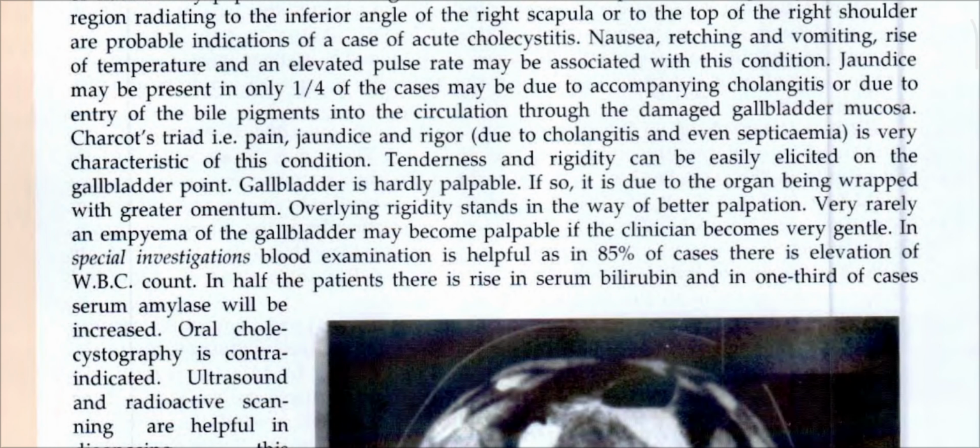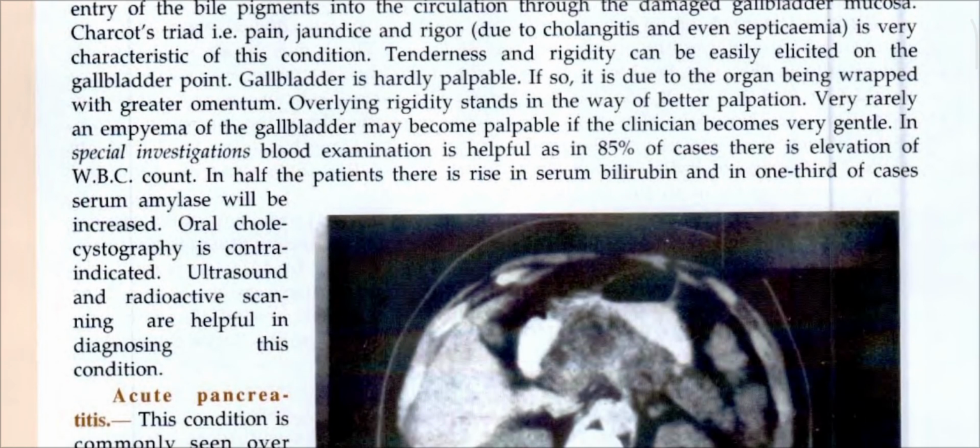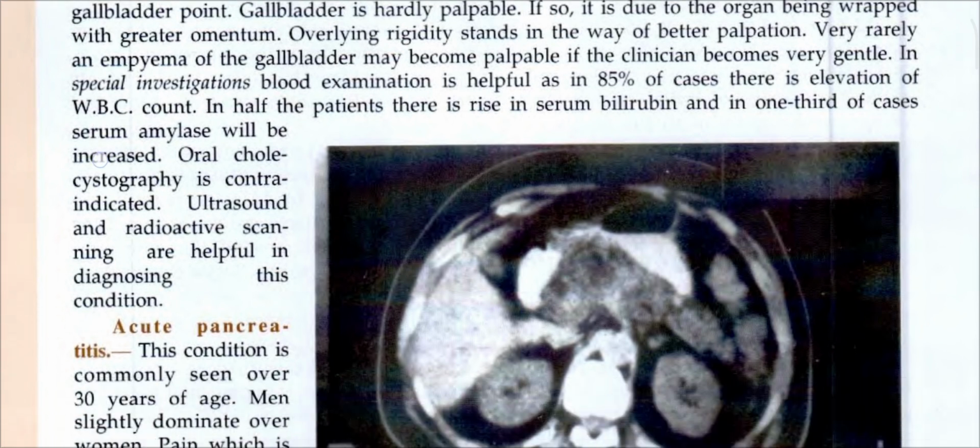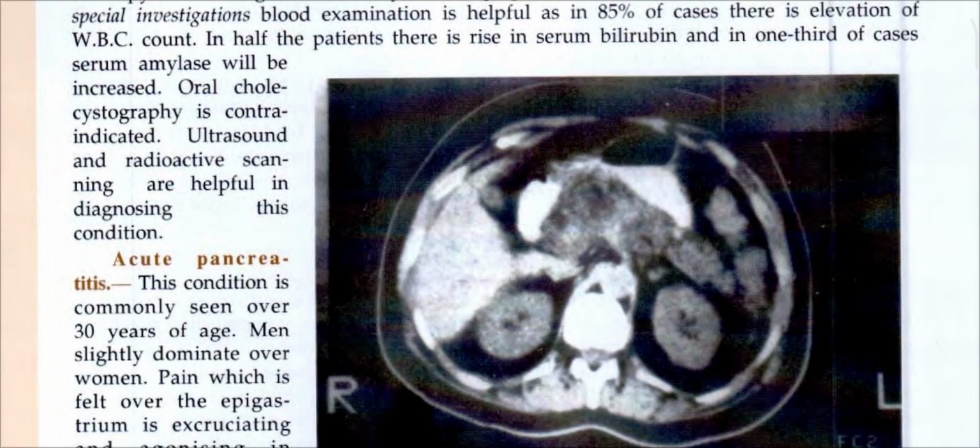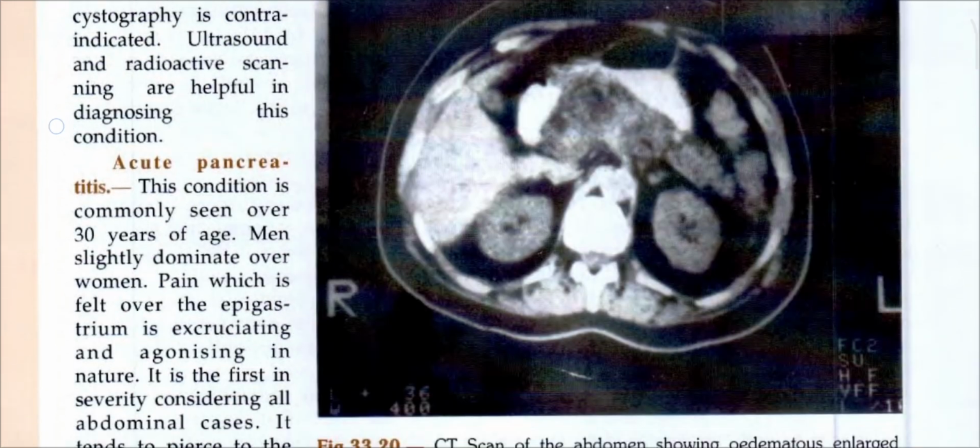In special investigations, blood examination is helpful, as in 85% of the cases there is elevation of the WBC count. In half of the patients there is a rise in serum bilirubin, and in one third of the cases serum amylase will be increased. Oral cholecystography is contraindicated. Ultrasound and radioactive scanning are helpful in diagnosing these conditions.